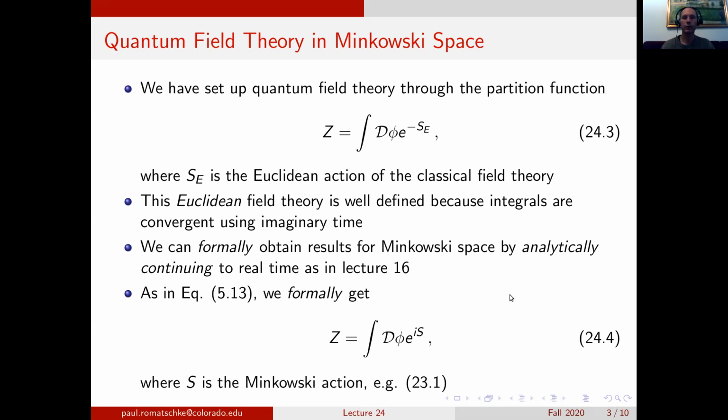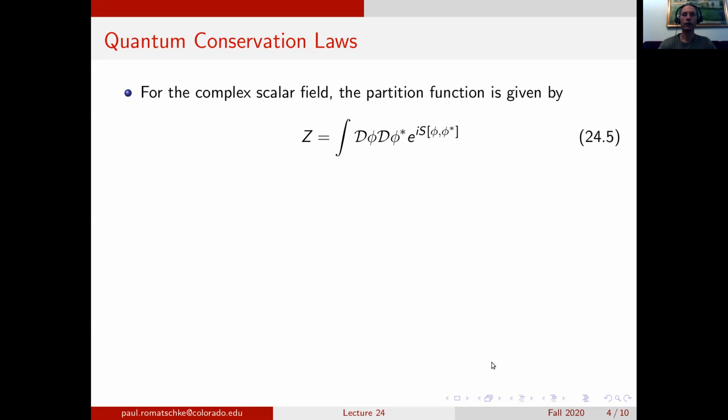So long story short, what I want to do is write down the partition function Z as a path integral over e to the iS, where S here is now the Minkowski action, meaning the action that we have written down for the complex scalar field in lecture 23. So basically, the Euclidean action was just formally continued, where we took imaginary time and converted it back to real time, and that explains the difference from the minus S to the iS here. For a complex scalar field, where we have two independent components, phi and its complex conjugate phi star, we then find that the partition function is given as the path integral over d phi, d phi star of e to the iS of phi and phi star.